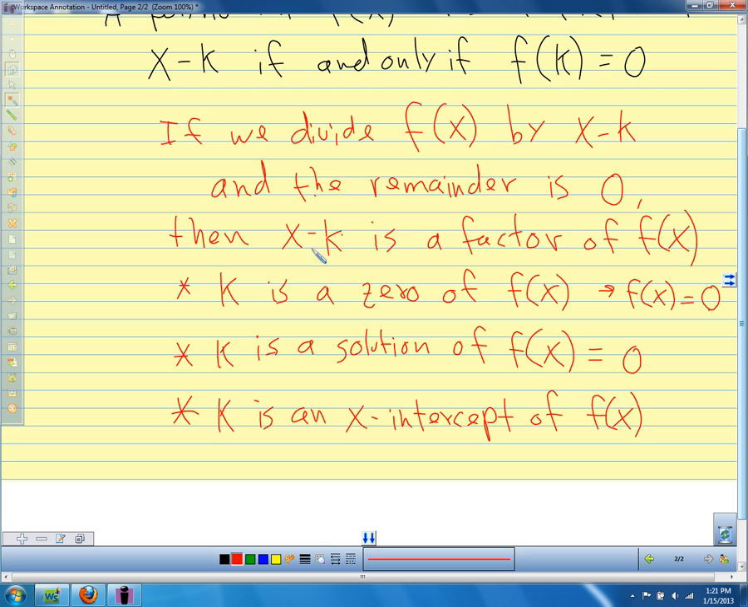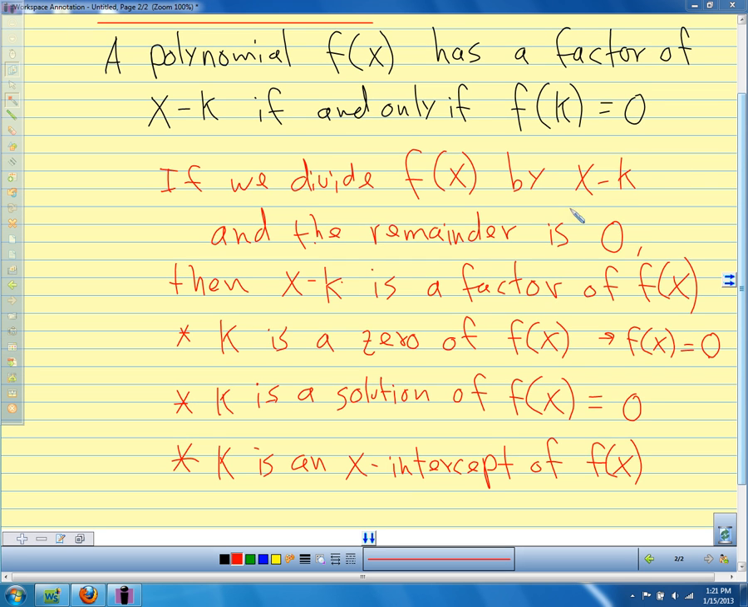X minus k as a factor is the same as saying that k is a 0 of the function, meaning f of k equals 0. K is a solution of f of x equals 0, or k is an x-intercept of my function f of x. And we figure this out by seeing if, when we divide our function by x minus k, the remainder is 0. So that's how we tell if this particular value of x is a solution to our equation.